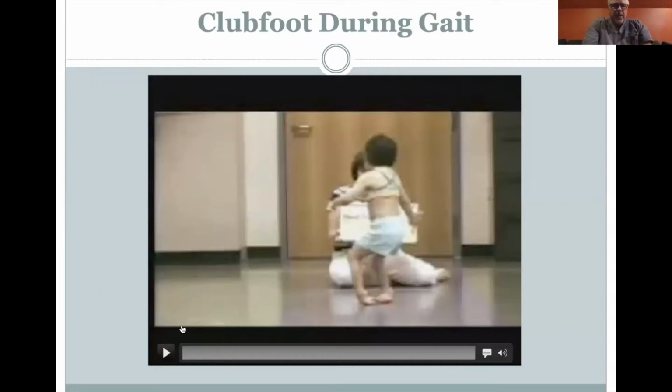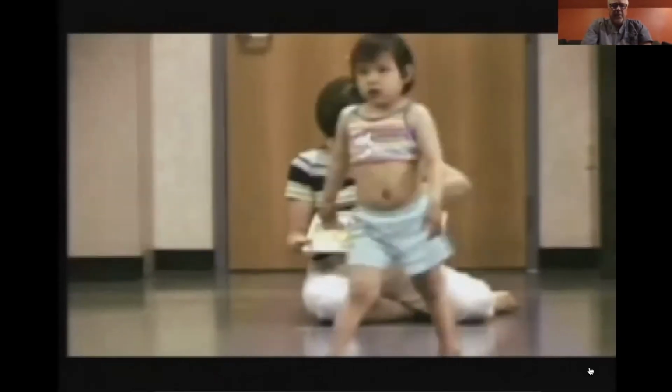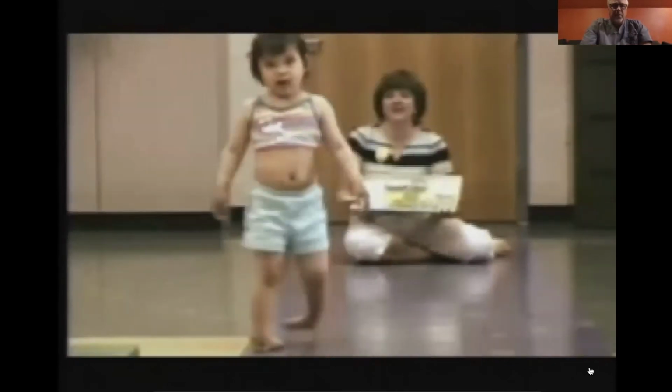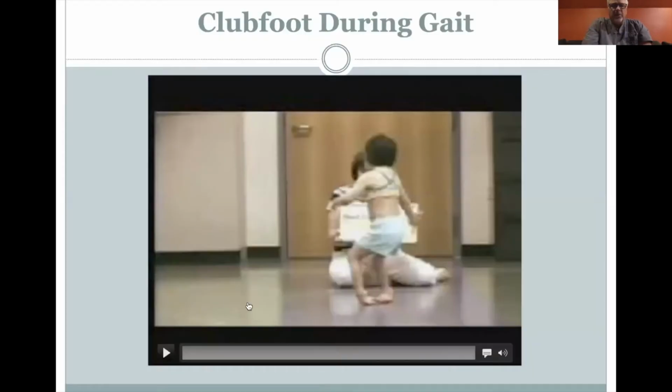Here's a child that has an untreated clubfoot that is walking. You can see how the foot adapts and becomes rigid to where they're walking essentially on their talar heads almost. I'll replay this again so you can watch it, and you can see how the foot turns backwards. The kids will wear their shoes backwards sometimes as they get older, and the deformity becomes more pronounced and more rigid, and adapts to the position that it's in as they're walking.